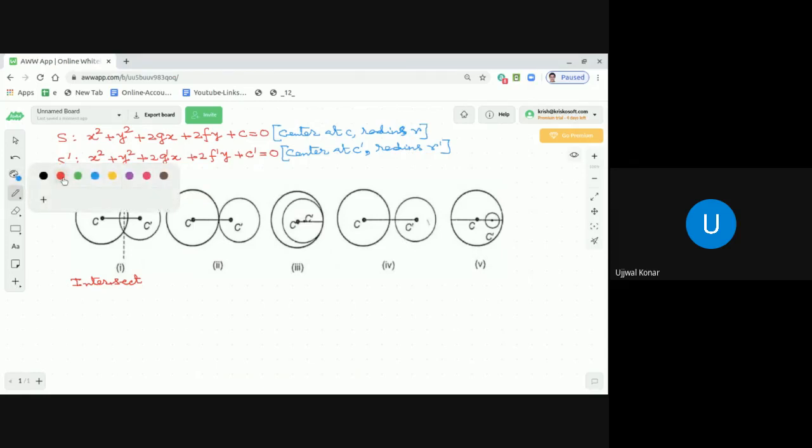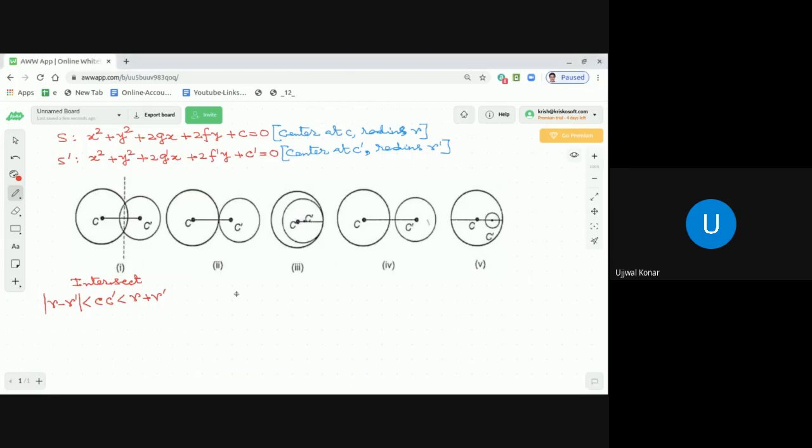So now when they are intersecting each other, then definitely the inequality is going to hold true: the non-negative difference of R and R dash, that means mod of R minus R dash, should be less than C C dash, and that should be less than R plus R dash. Correct or not? If these two circles intersect each other, then the distance between the centers will be definitely less than the sum of their radii, and definitely greater than the non-negative difference of their radii.